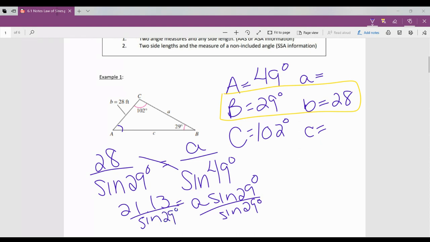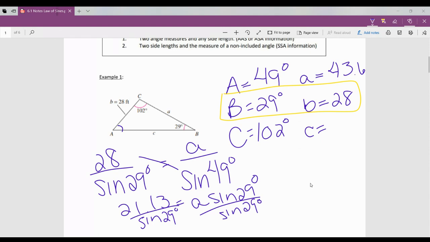With all of these, we're going to round to the nearest tenth. So it's going to be 43.6 feet.